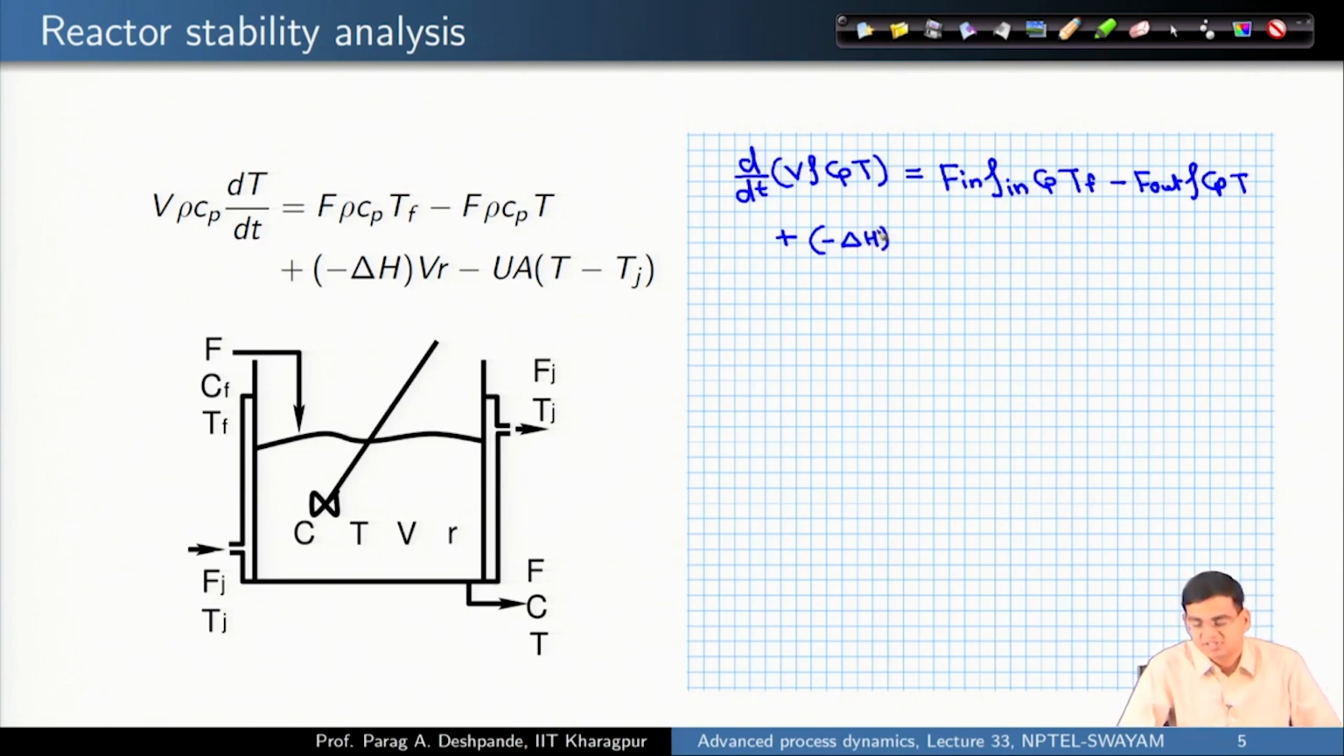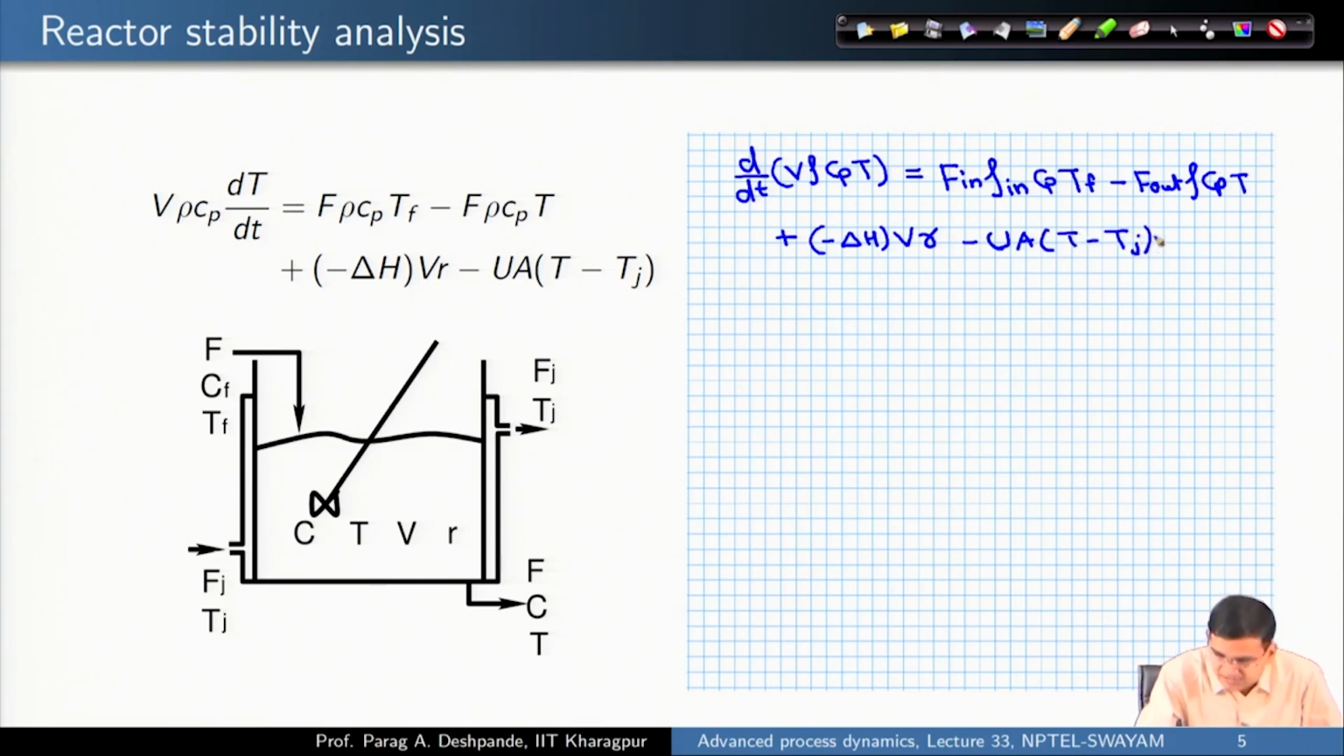if the reaction is expressed per unit volume, then V multiplied by R, where R is the rate of reaction. So, this is the energy change because of the reaction. Now, you have a jacket, and across the jacket you have the energy change. So, therefore, this is given as minus U A (T minus T j).